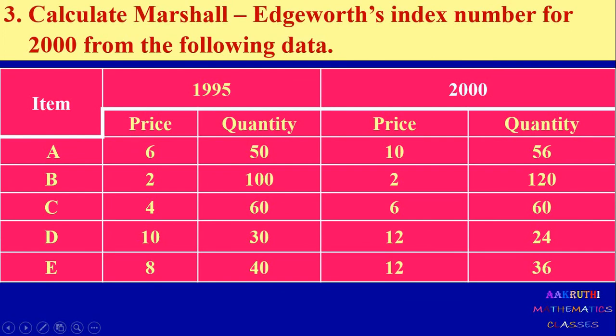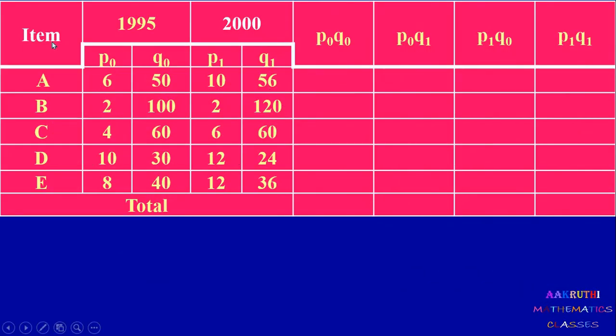Next problem. Calculate Marshall-Edgeworth index number for the year 2000 from the following data. Here 1995 is the base year and 2000 is the current year. In Marshall-Edgeworth price index number, we are using both base year and current year quantities. So we have to draw a table like this: base year price P0, base year quantity Q0, current year price P1, current year quantity Q1, and we have to calculate P0Q0, P0Q1, P1Q0 and P1Q1. Since both base year and current year quantities are used, we have to calculate all of these. So now multiply P0 and Q0.